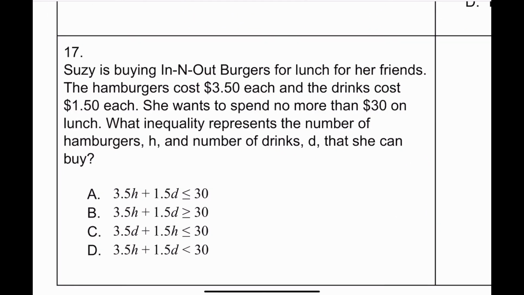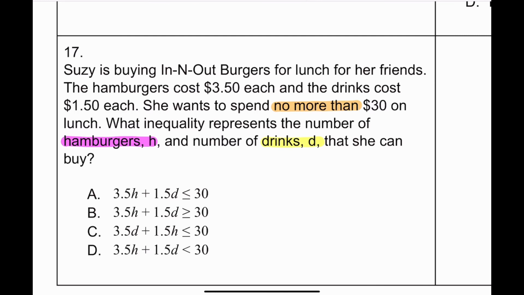Number 17, Susie is buying In-N-Out burgers for lunch for her friends. The hamburgers cost $3.50 each, and the drinks cost $1.50 each. She wants to spend no more than $30. What inequality represents the number of hamburgers, H, and the number of drinks, D, that she can buy?